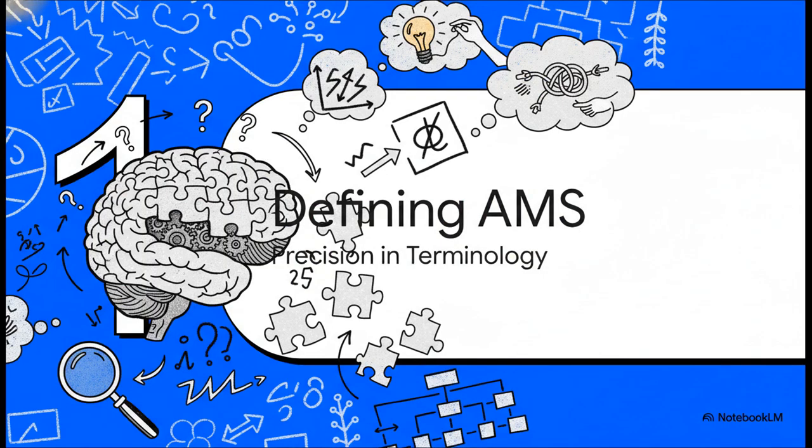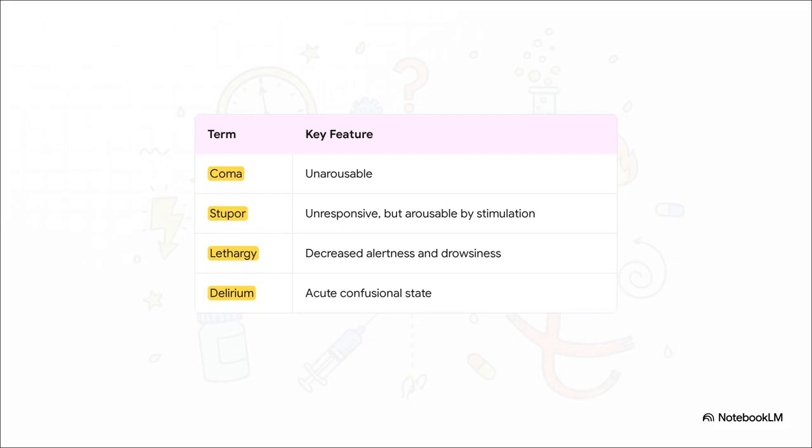Okay, first things first, and this is probably the most important point I'm going to make. Altered mental status is a symptom, not a diagnosis. It's like a fever or chest pain. Our job isn't just to label it, our job is to find the cause. And that process starts by using precise language to describe what we're seeing. Being precise here is absolutely critical.